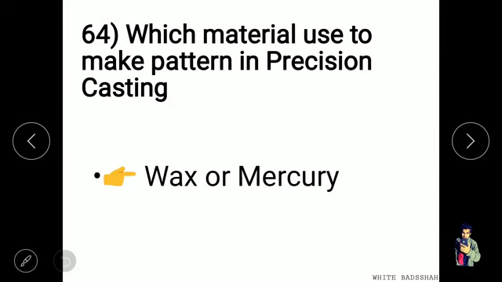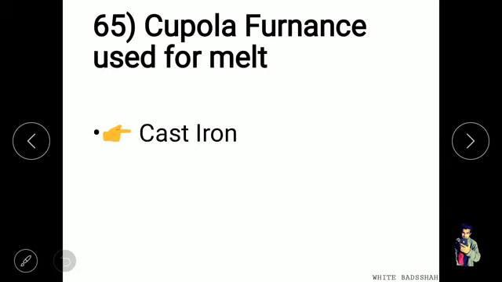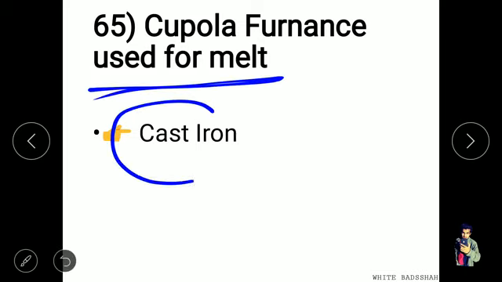Which material is used to make a pattern in precision casting? Wax or mercury is used for precision casting. The cupola furnace is used for melting which material? It is used for melting cast iron.